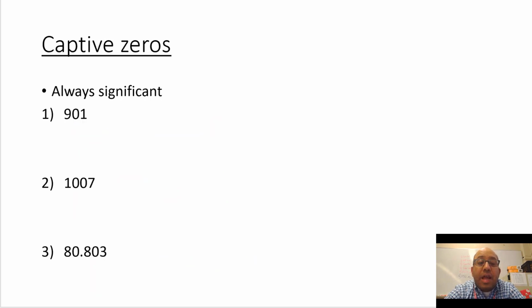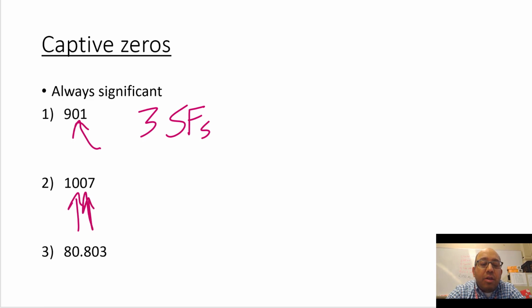Okay, and the next kind of zeros are captive zeros. They're always significant. Notice that the 0 is kind of like a prisoner of the 9 and the 1. It's stuck in between, so you have to count it. So this is 3 significant figures. Again, notice that these 2 zeros, right, are stuck in between 1 and 7. So you have to count them. Those are 4 significant figures.